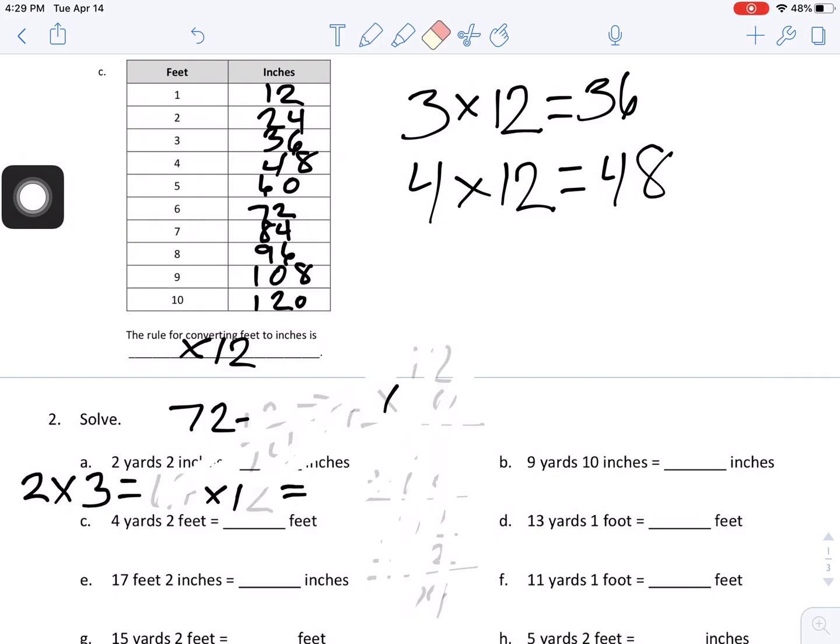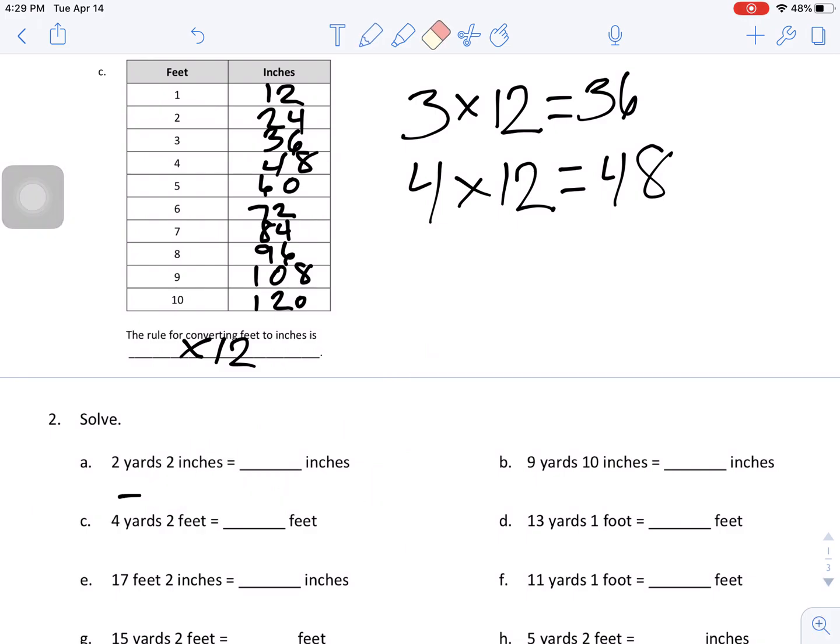So they're a little trickier. Some of them are multi-step. Sometimes you're not just going from one measurement to a smaller measurement. You're going to have to jump down, like from yards to feet, then to inches.